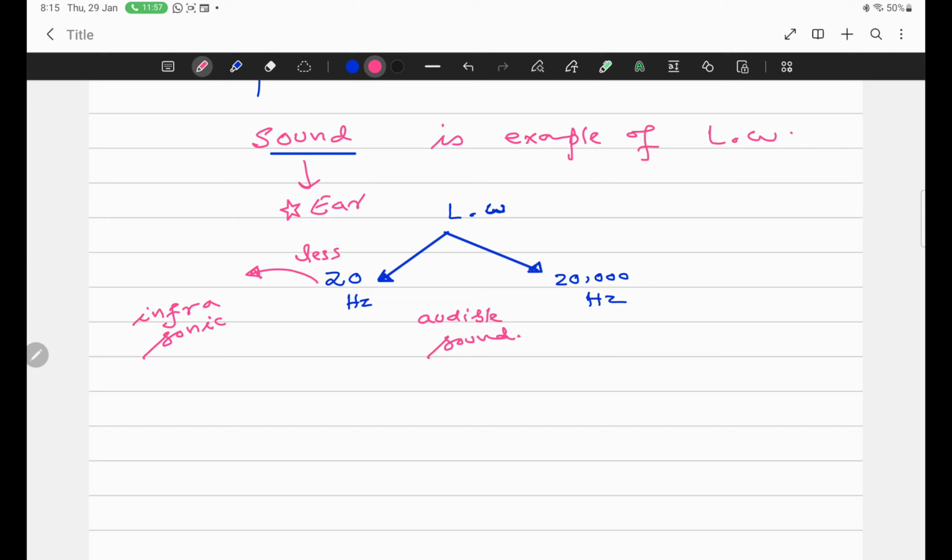Then it is called infrasonic. And if the frequency is greater than 20,000, it is called ultrasonic or ultrasound. And remember, neither ultrasound nor infrasound can we detect. Our human hearing range lies between 20 hertz and a maximum of 20,000 hertz. It is the range of longitudinal waves which we can detect.